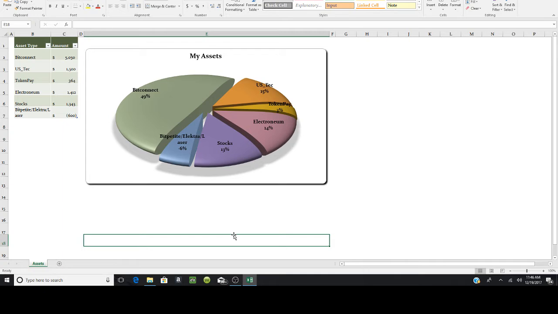So I found this pie chart, and it lets me easily explain everything that I've done. Over the course of the year, you can see that these are all the assets that I've stacked up. I even have traditional stocks in here over the year, which is 13%. And you can see BitConnect is the biggest amount. It's 49% of my cryptocurrency assets at this point.